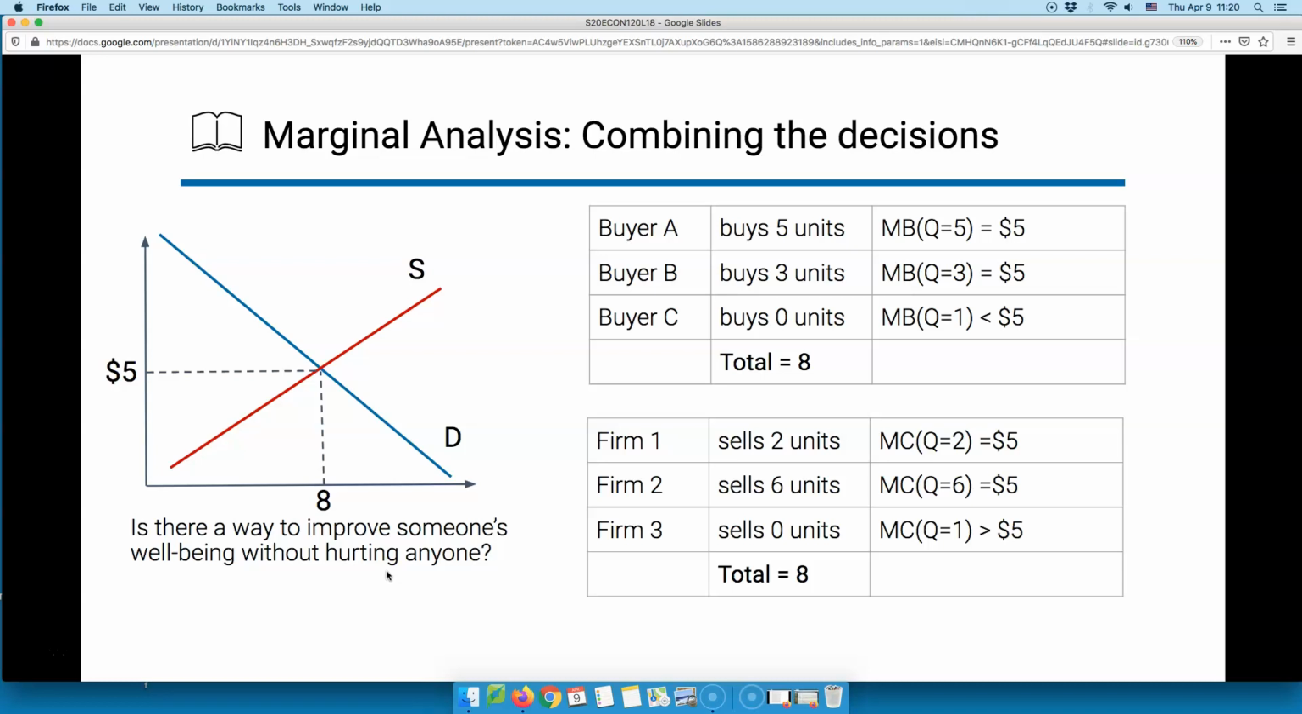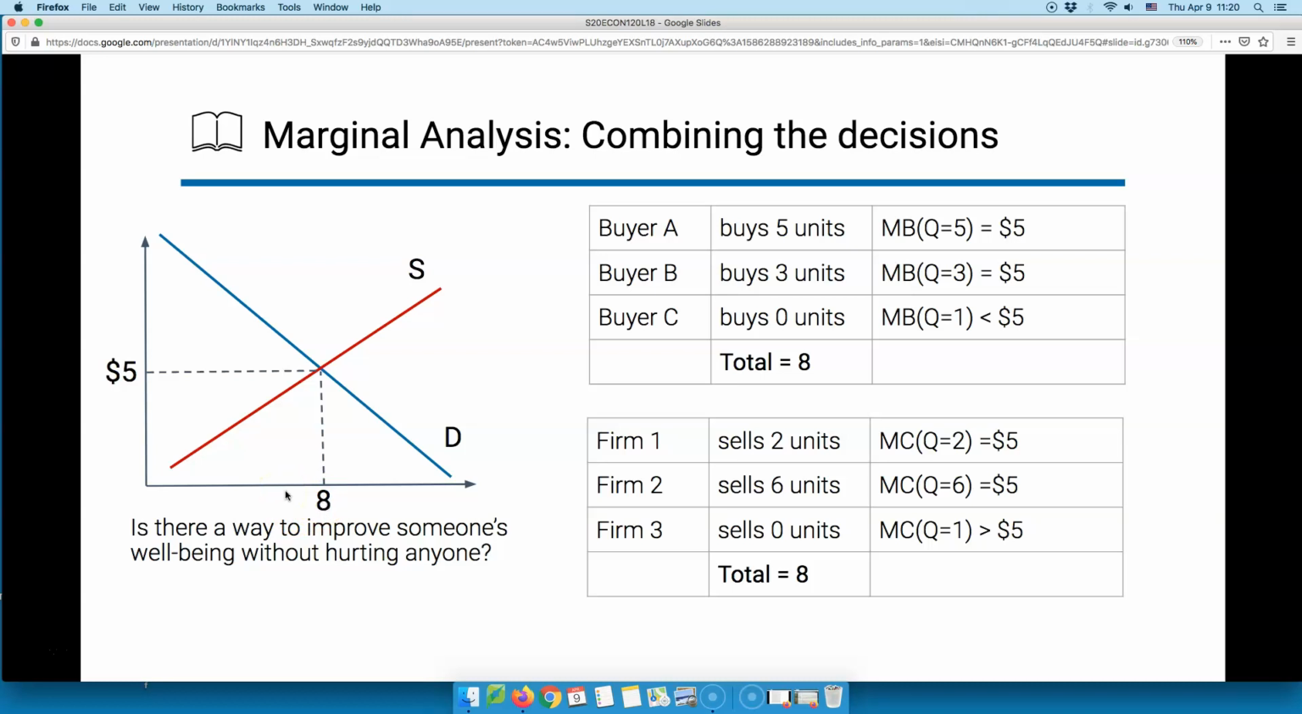So we want to look at the allocation of goods that this market produces. And in our situation, 8 units are produced by 2 out of the 3 firms and consumed by 2 out of the 3 buyers. And the question is, can we somehow improve somebody's well-being without hurting anyone? And so here are the ways I can approach this question. You can think about things as follows. Might it be better to produce less than 8 units?